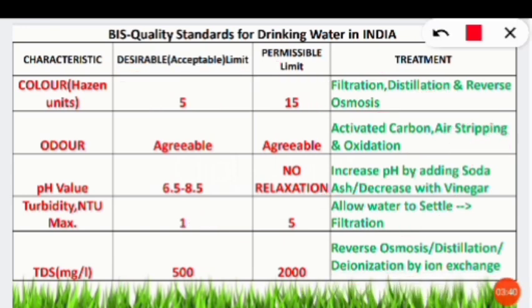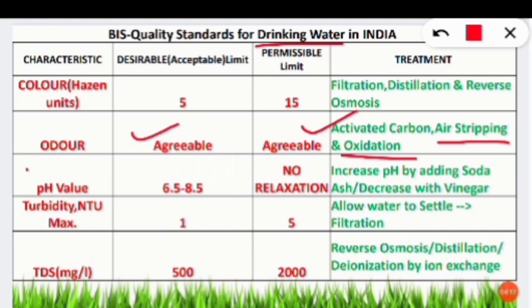Odor you should sense with the help of the nose, that we all know. Odor should be agreeable. If people say that they are able to smell it but the odor is agreeable, not giving much bad odor, then it is accepted for drinking water. What can we do to treat a disagreeable odor? If the odor is not good, we can use activated carbon treatment, or air stripping and oxidation to treat the foul odor and make it a good odor.